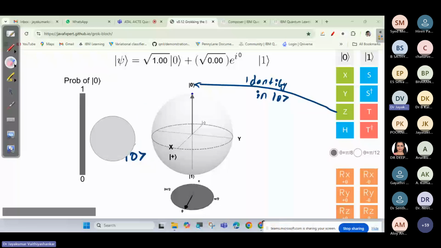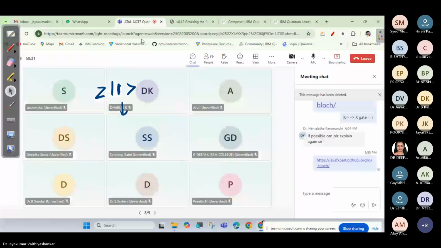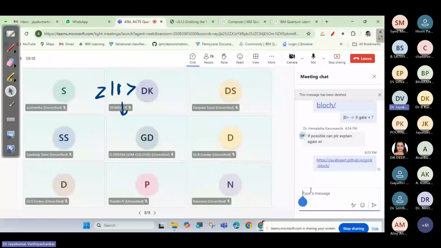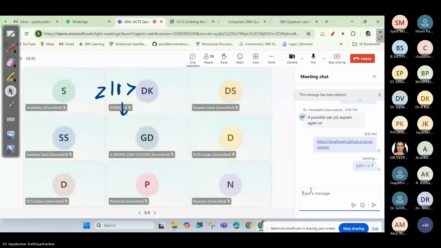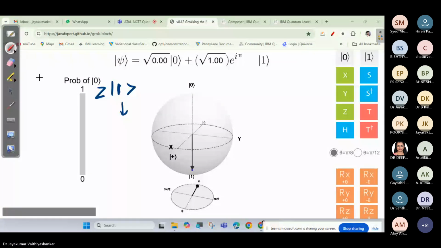Okay. So what we'll do? Click state 1. Okay. Apply Z gate and observe where it goes. Apply Z gate over state 1 and tell me where it goes. State 1. State 1. Very good. But look here. It will do a rotation of pi.